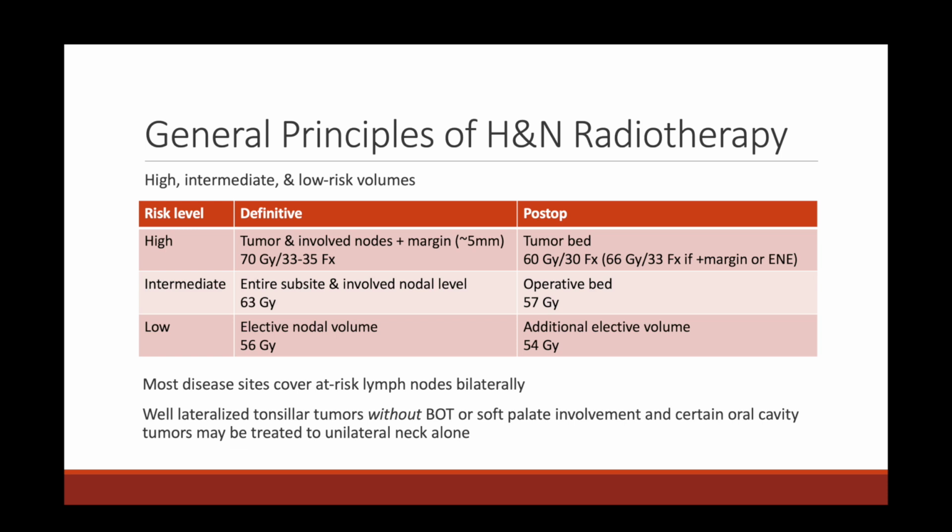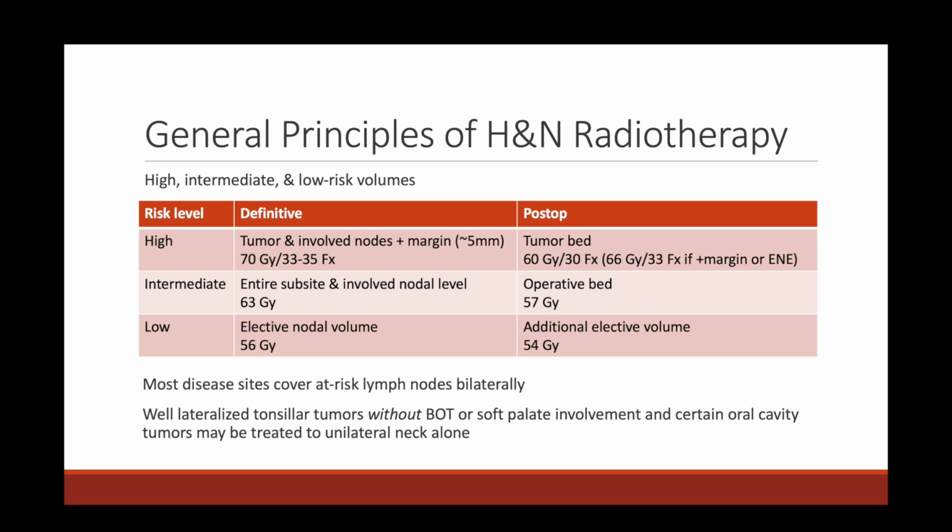So in this example, say we have a level 2 lymph node that's involved on the right-hand side, then the entire right level 2 level would be taken to that intermediate dose. So now the node itself is taken to the high dose, but then the entire level of that involved node is taken to the intermediate dose. And then finally, we have our elective nodal volume.